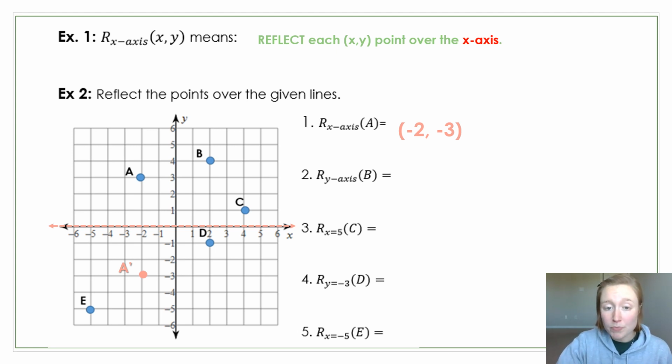Number 2 asks you to reflect point B over the y-axis. Again, I'm going to ignore everything else because number 2 clearly tells me I'm just looking at point B as my pre-image. So here's point B right here.